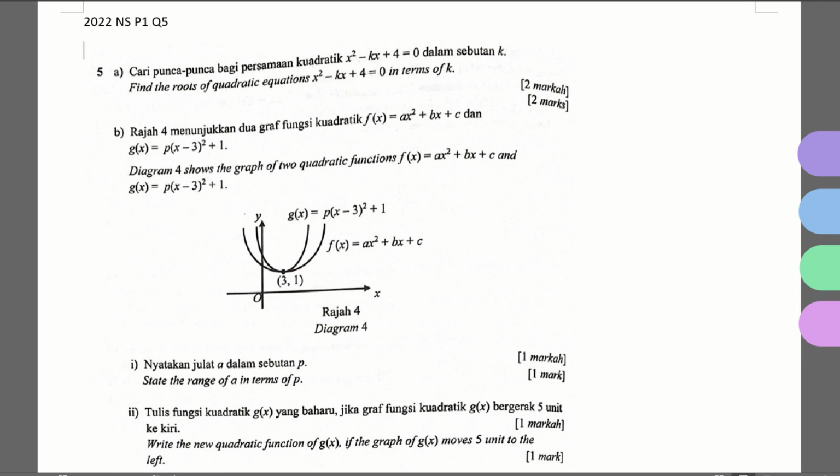So for today's video, we'll look at a question from Form 4 Chapter 2, Quadratic Functions. So as usual, you can take a look and try it by yourself first.